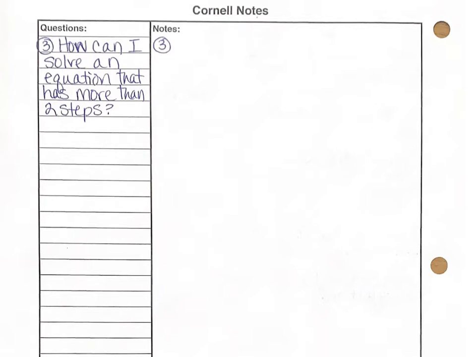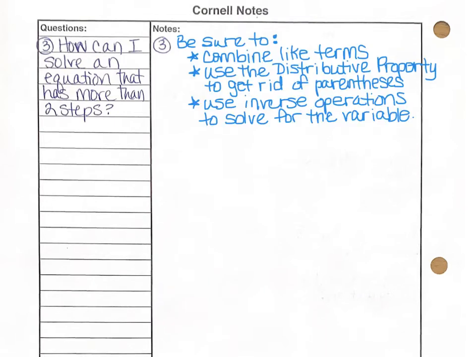Question number 3. How can I solve an equation that has more than 2 steps? In order to correctly solve any equation, we need to be sure to do these 3 things. First, make sure that you combine any like terms. Second, use the distributive property to get rid of parentheses. And last, use inverse operations to solve for the variable. Now we'll do some practice problems together.